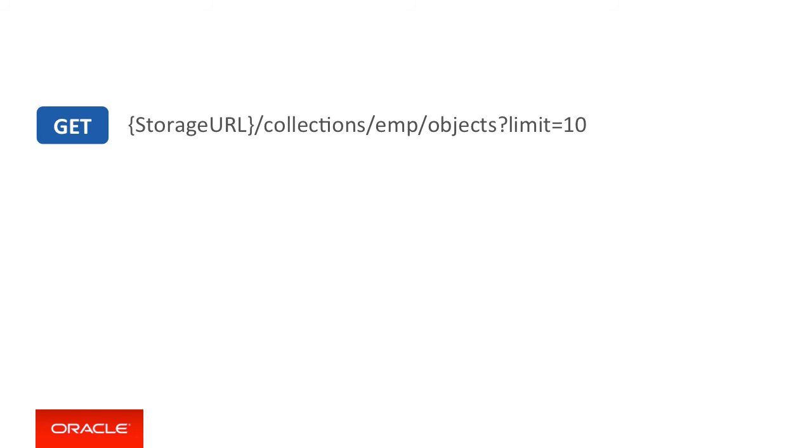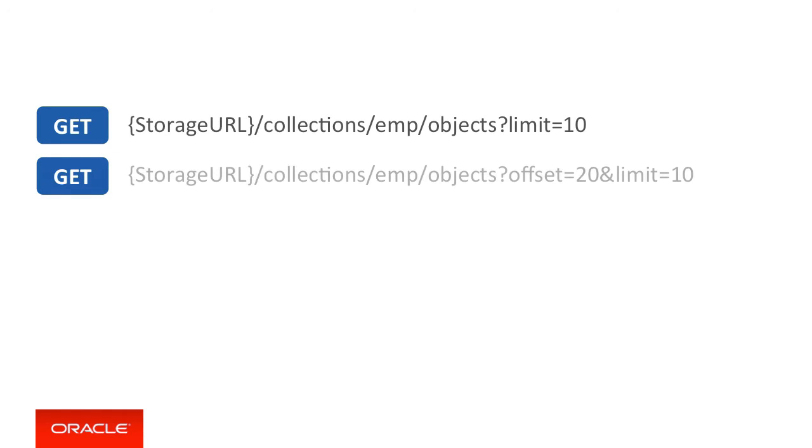To provide pagination, in addition to the limit parameter, you include the offset parameter as follows. So what this allows us to do is to query the 10 records, but not starting at the first record, but instead starting at the 20th record.